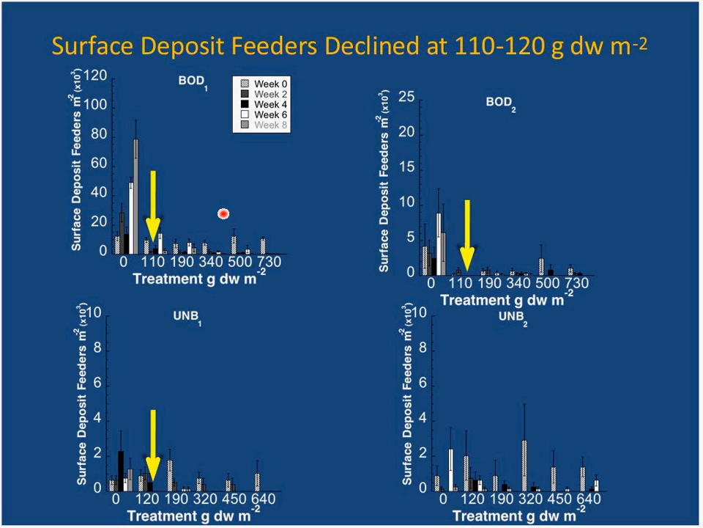The important message to pull out of this is that we noticed a decline in the surface deposit feeder populations at the lowest treatment level that we used, approximately 110 to 120 grams dry weight, for 3 of our 4 sites. And these effects occurred fairly rapidly, within 2 weeks, within 4 weeks, thereabouts, with our lowest treatment of macroalgae.